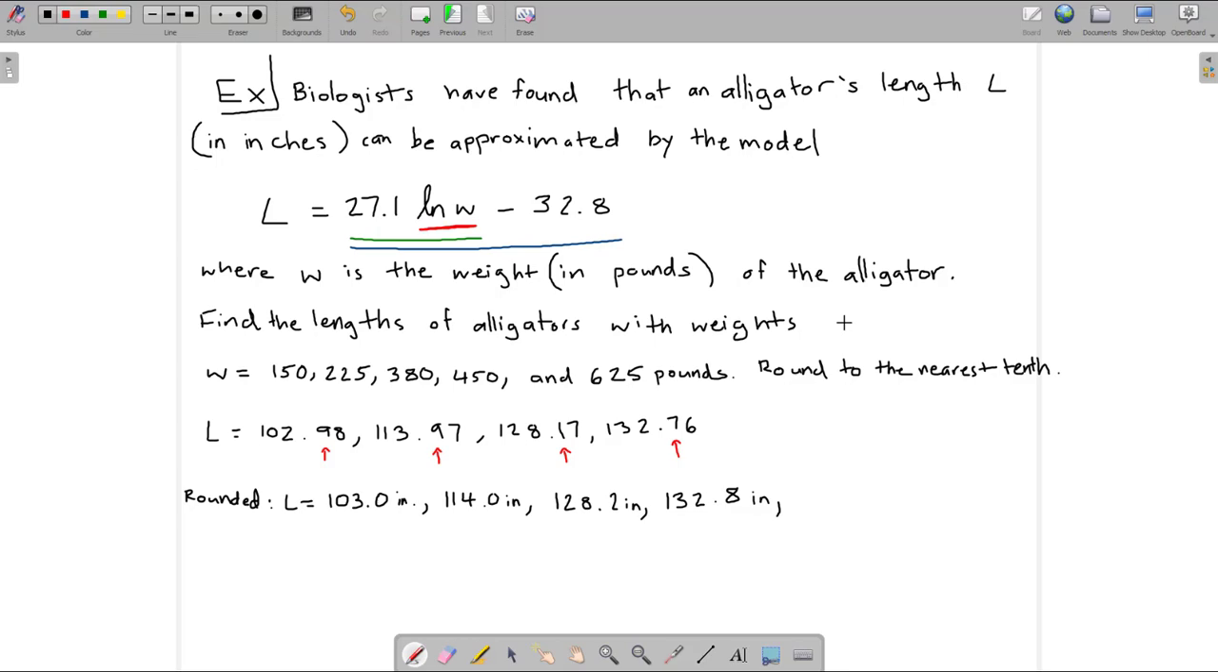Finally, our last W value, 625. We'll plug it in, natural log of 625. Take that answer times 27.1. Subtract the 32.8. And remember, it's best to do our calculations first and then round at the very last step to get the most accuracy. So that's what we've been doing here. So we end up with 141.66. Rounding to this position, looking at the next digit, it's again a 6 greater than 5, so that means that we will be rounding up once again.